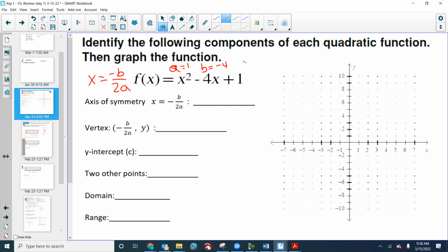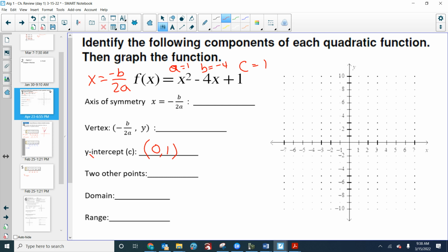Negative 4. What's c? 1. Okay. Guys, what does c always tell us if it's written in this form? Y-intercept. So what is it? Y-intercept is (0, 1). Can't miss that one.